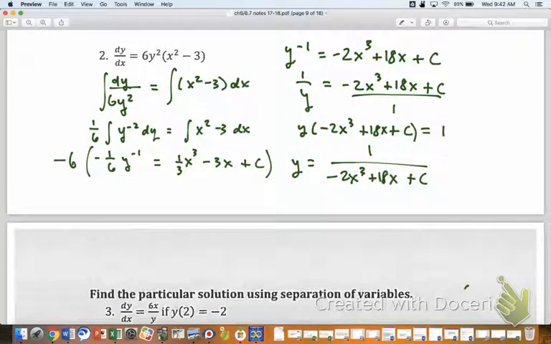Did you notice how essentially this and this changed location? That is a valid little algorithm. If you've got a proportion, you can exchange diagonally, and you're good. Okay, so that's a general solution to a differential equation.